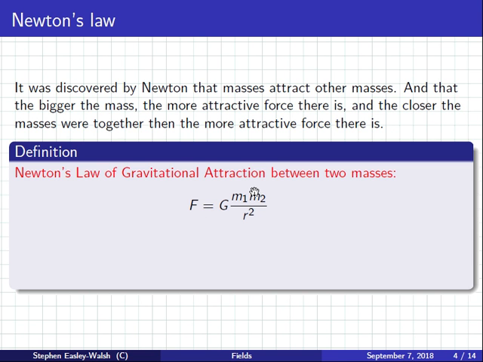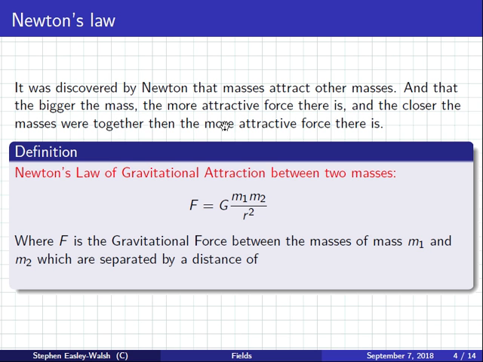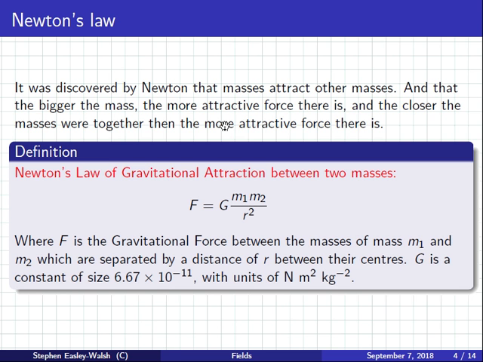Now usually one of these is very big and the other one's very small. F is the force, M is the masses, R is the distance between the centres, and G is a constant, which is very small actually. That's the value of G.